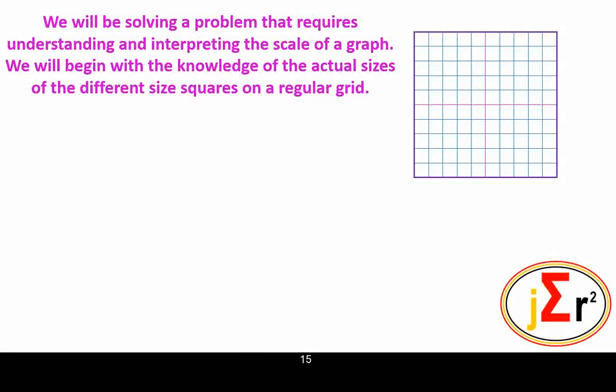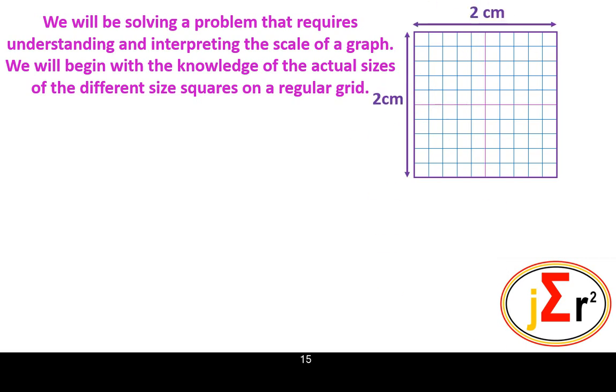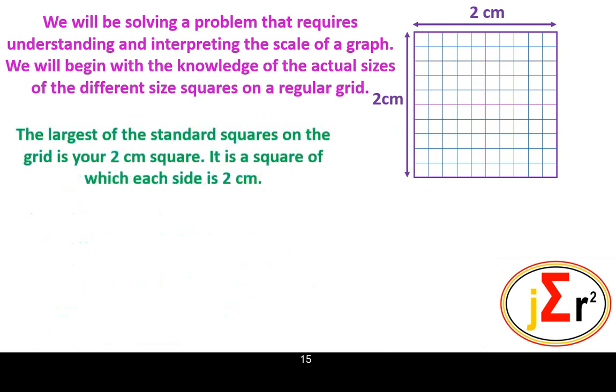We will be solving a problem that requires understanding and interpreting the scale of a graph. If we are going to do that, then we must be familiar with the squares on the graph. We will begin with the knowledge of the actual sizes of the different size squares on a regular grid. So on your regular grid, we have some standard squares, and we need to be aware of the size of each of those. Now the first and the largest of the standard size squares is your 2 centimeter square.